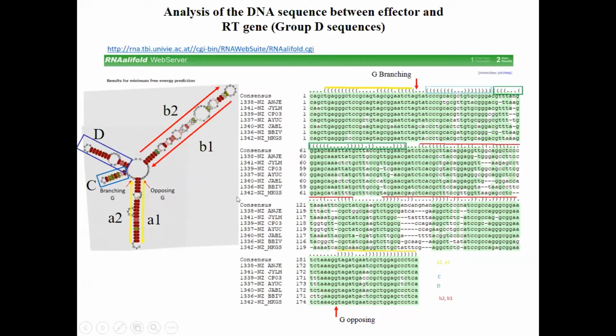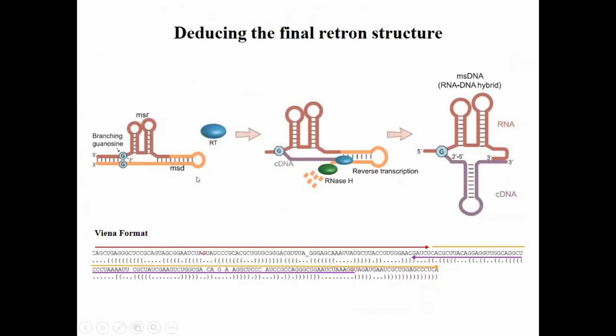This RNA structure clearly identifies the UGs, the branching G and the opposite G, that are critical in the formation of the cDNA retron molecule. This identification allows us to propose a final structure for all regions in this group. Understanding the retron msDNA synthesis allows us to predict the final retron structure: the identification of the branching G where the RT extends the cDNA, using the opposite G as the first template nucleotide.